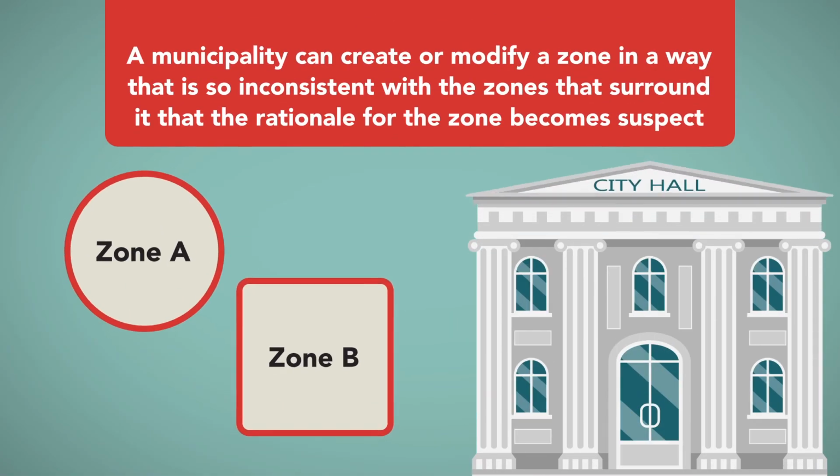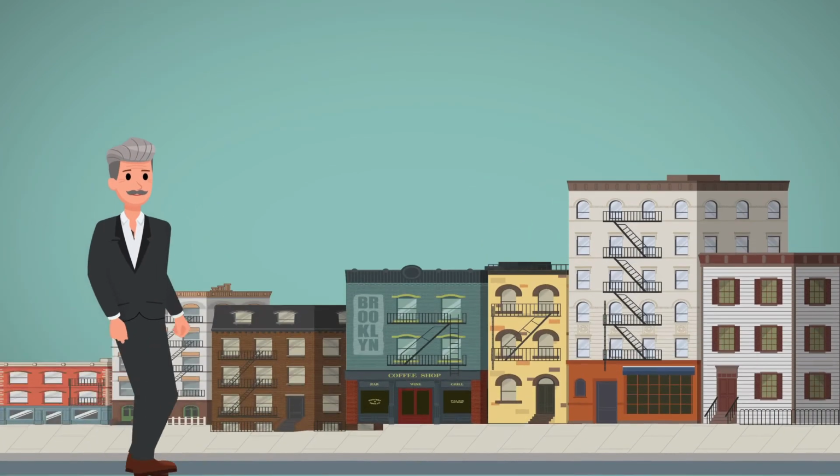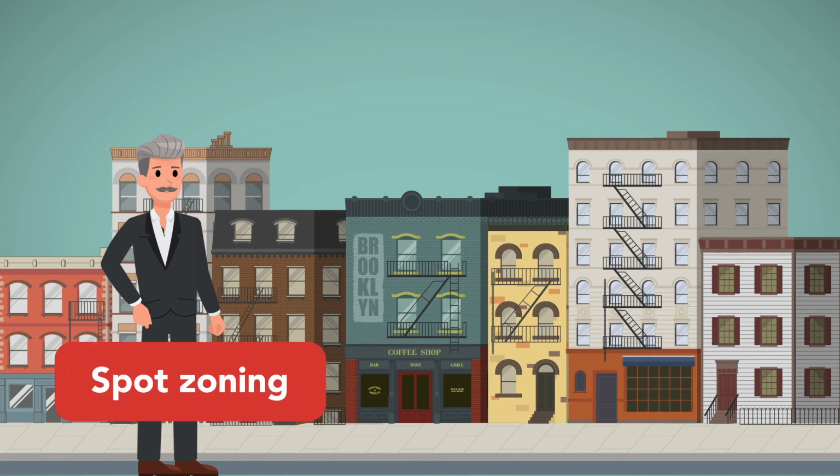Sometimes a municipality can create or modify a zone in a way that is so inconsistent with the zones that surround it that the rationale for the zone becomes suspect. If the result benefits only the owner of the newly created or modified use property and burdens surrounding properties, this is known as spot zoning.